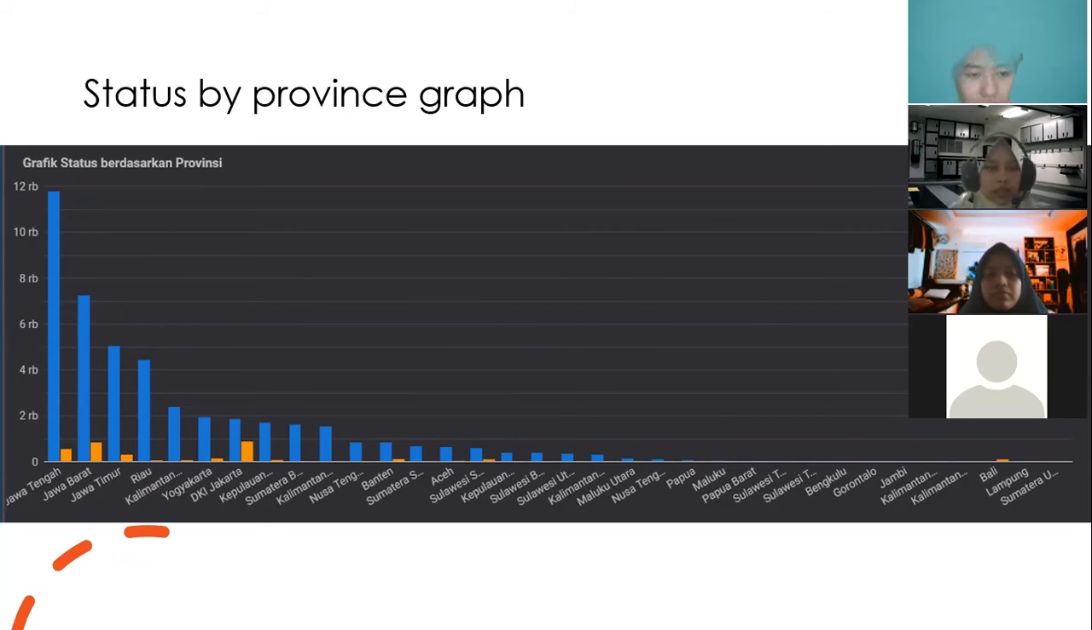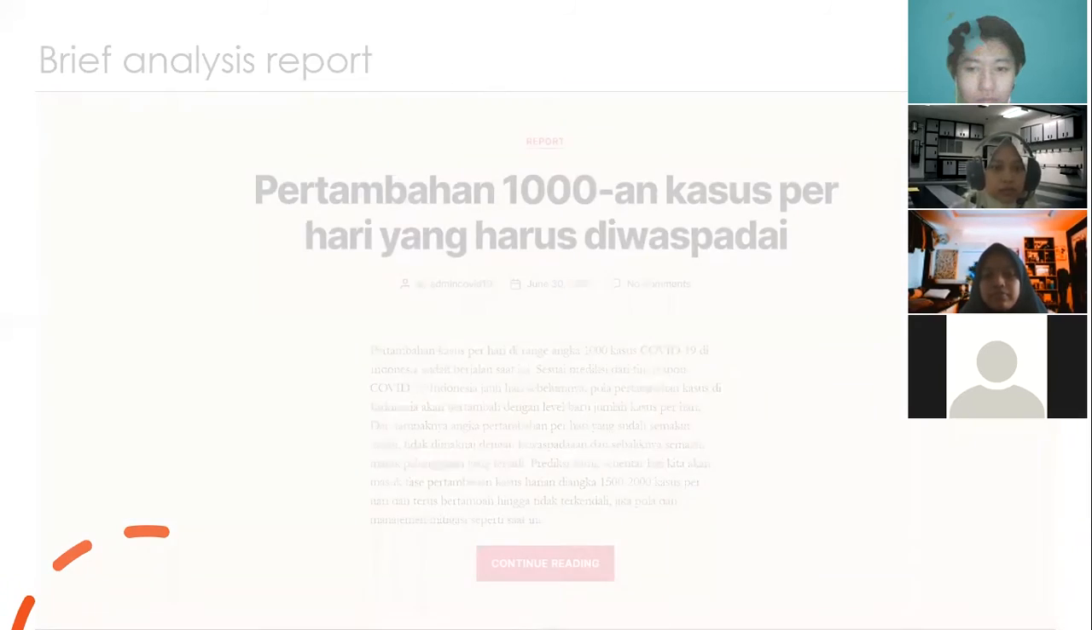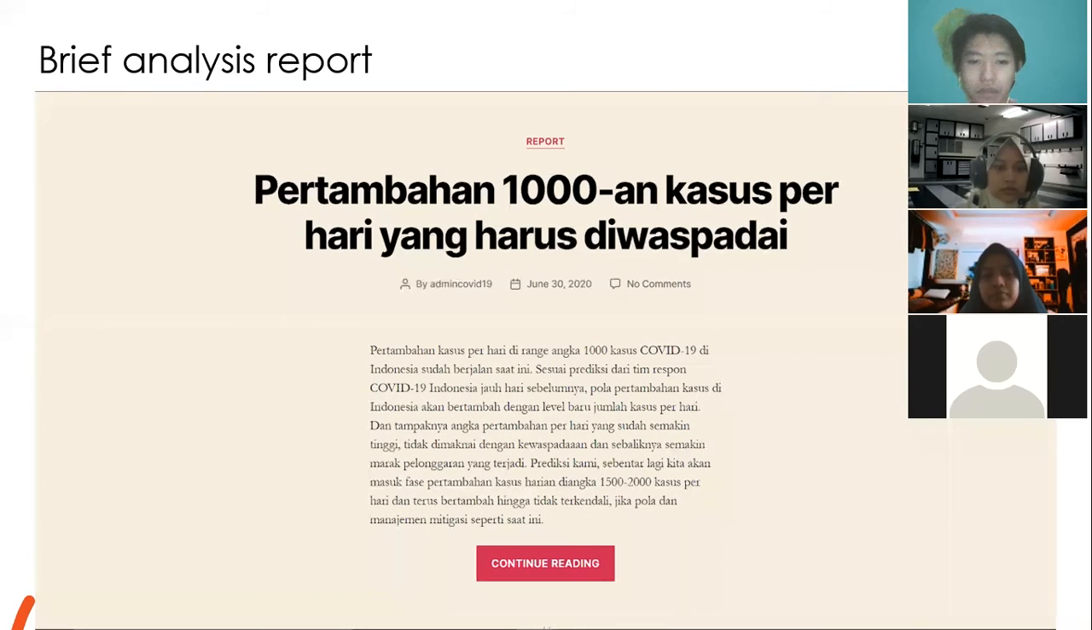Okay, next slide. This is the brief analysis report. It's talking about the increase of 1,000 cases a day in Indonesia. Okay, next.